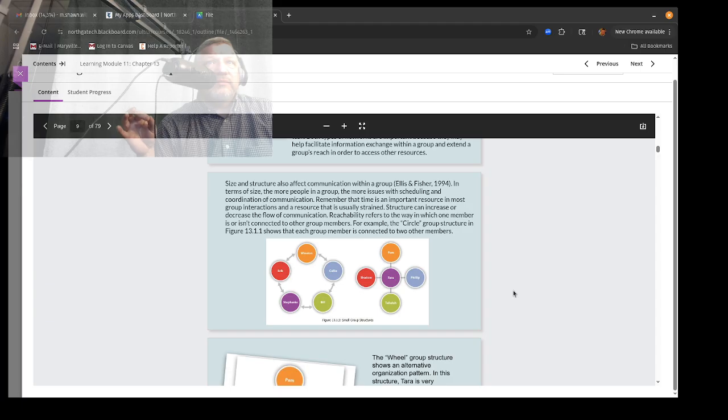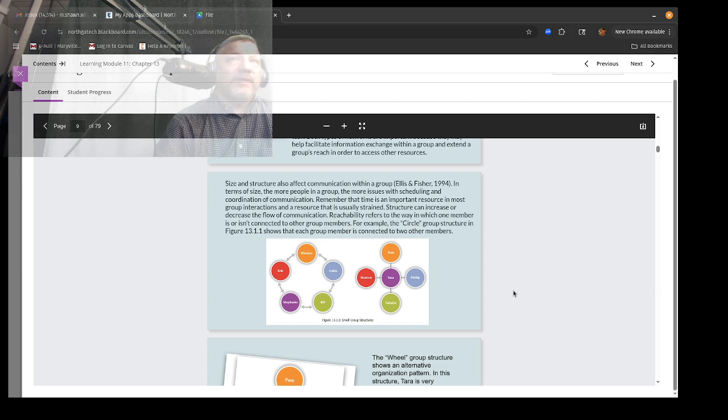Reachability refers to the way one group member is connected or isn't connected to the other group members. For instance, sometimes the circle is tighter, or you have one person that's not as involved, right? Not as connected, not friends with the rest of the group, and it's up to you to bring them into the group.